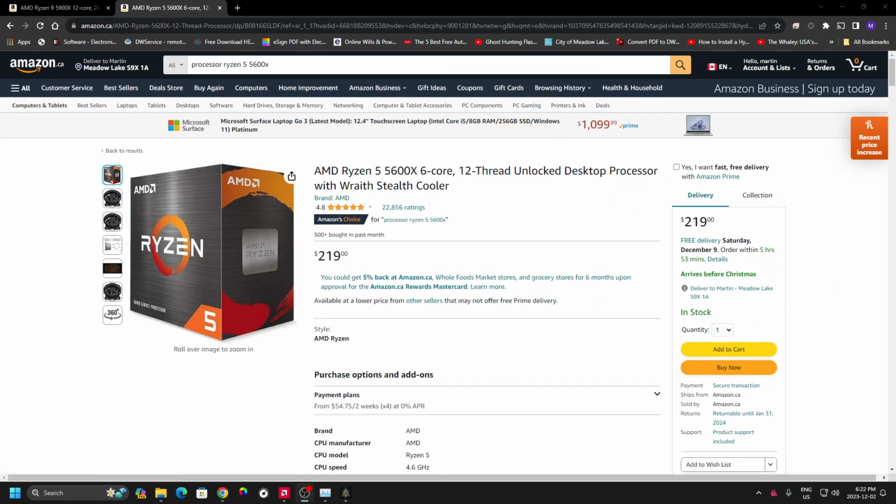Okay, guys, I have a little question for you. What I have in my computer is a 5600X 6-core processor, and for a monitor, I have a 72 hertz monitor. So I limit my FPS at 72.